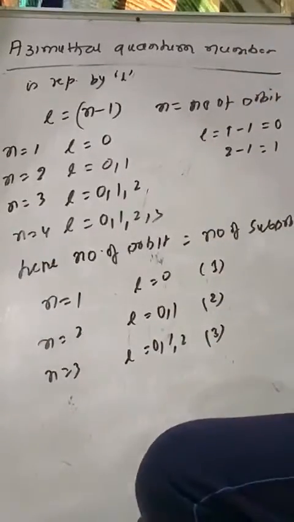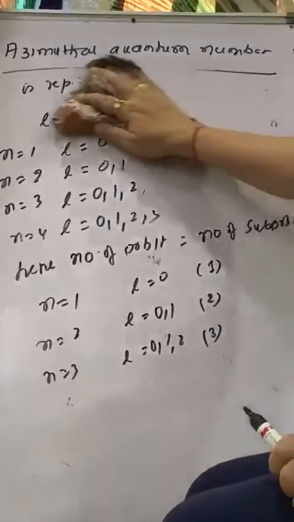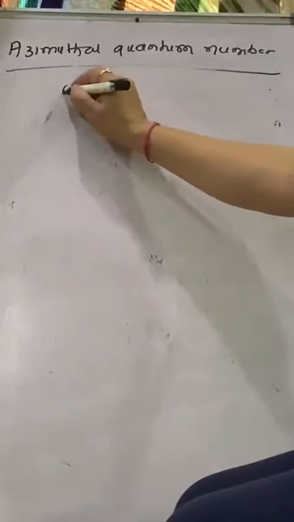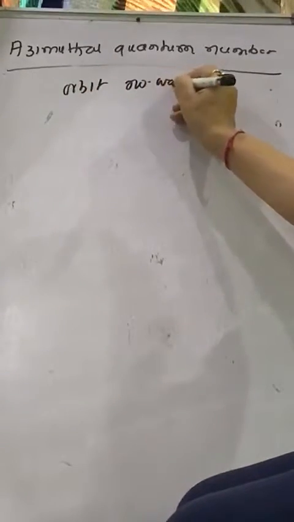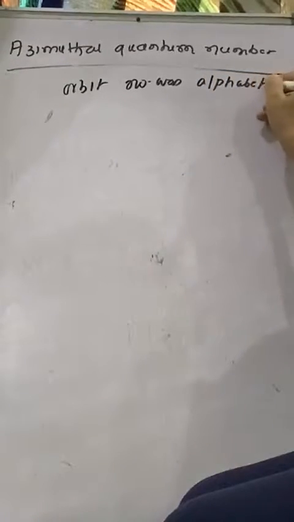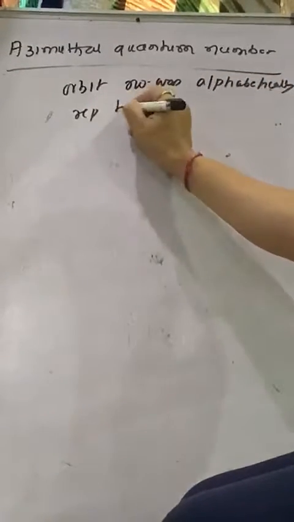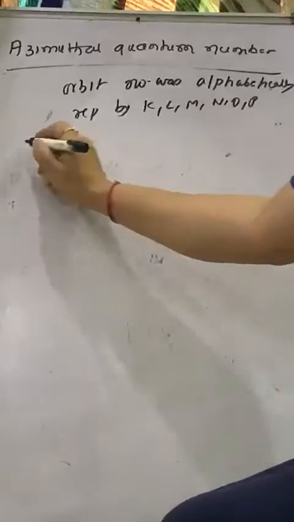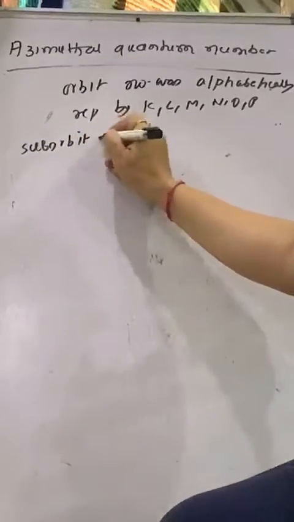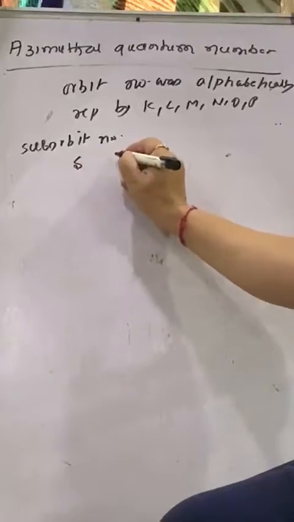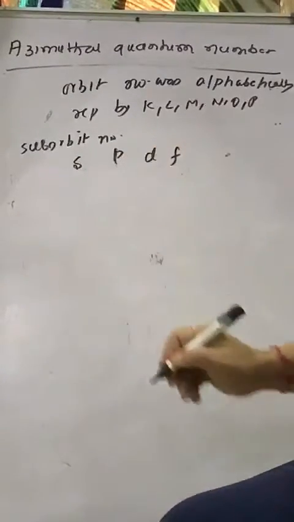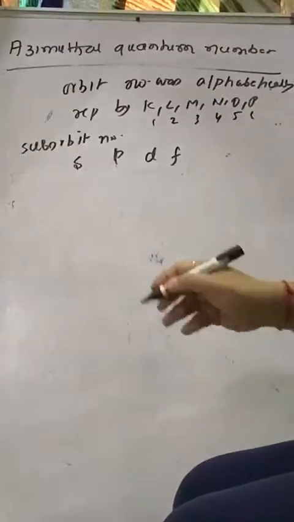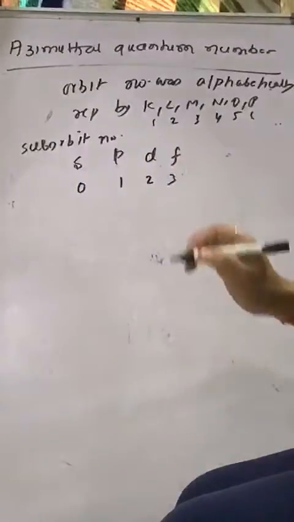Now, as we have taken into consideration, the orbit number was represented alphabetically by K, L, M, N, O, P. Okay, suborbit number is represented as what? S, P, D, F. Just K, L, M, N, O, P means 1, 2, 3, 4, 5, 6. S, P, D, F we will write as 0, 1, 2, 3, and G.